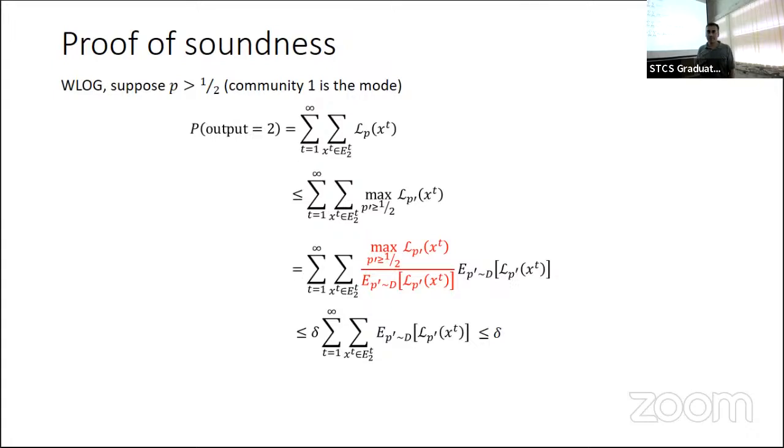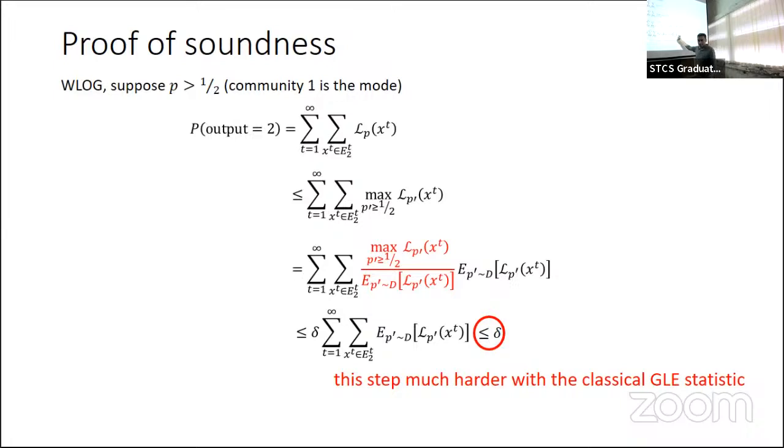That completes the argument. Four lines of argument, and it turns out that this step is much harder to justify and work around when you work with the classical GLR statistic as opposed to our modification. Because I have an expectation with respect to a fake prior, this entire thing is bounded by 1, because this is just a probability distribution over the observation space. And that is what gives me this upper bound.